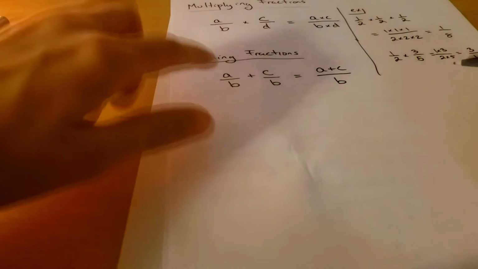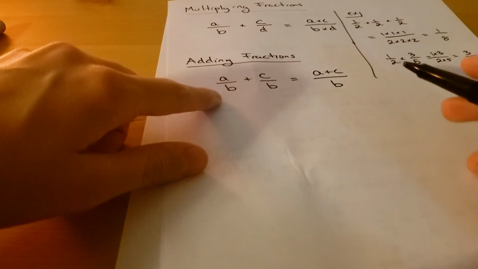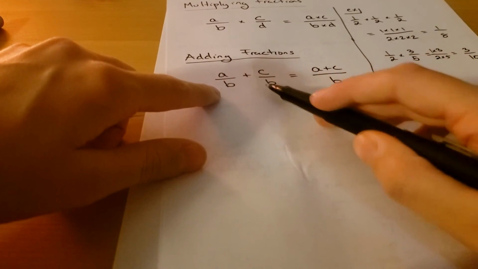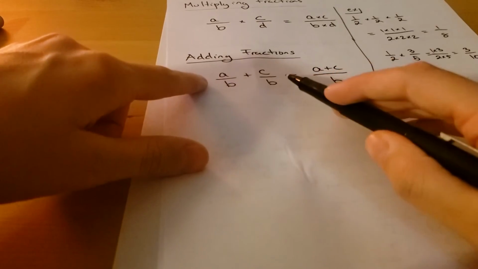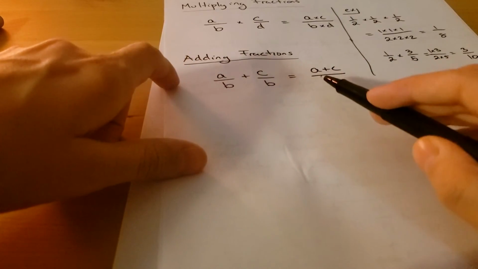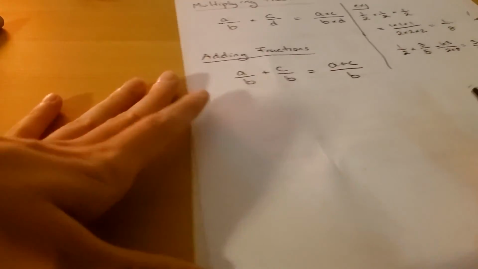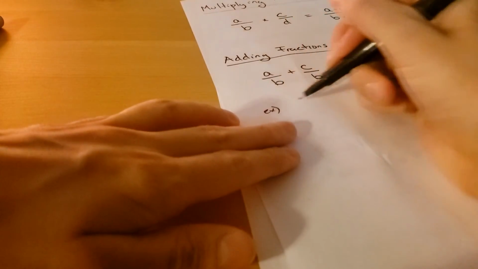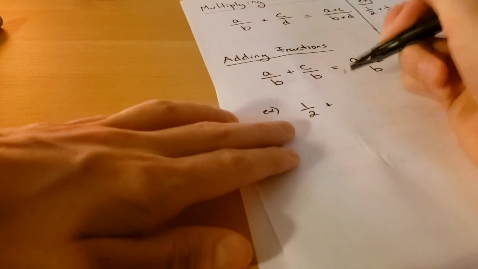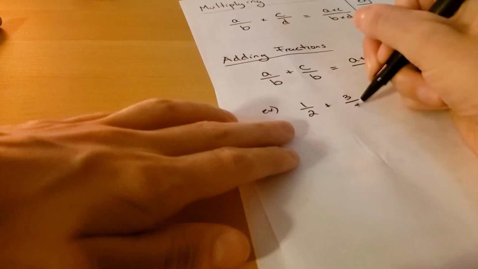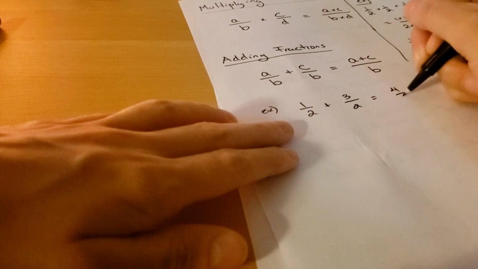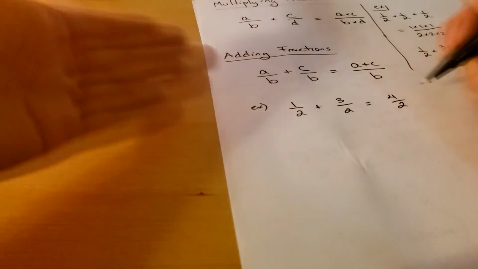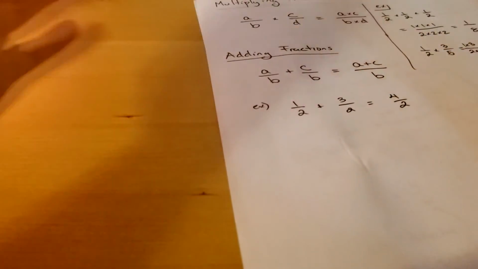And then for adding fractions, you can only add fractions when they have like denominators. You don't add the denominators, you only add the numerators, and the denominators have to be the same. So an example for this, let's say we have a half plus 3 halves. This would end up being 4 over 2, which is going to simplify to an actual number, but we're just going over how we would do this.